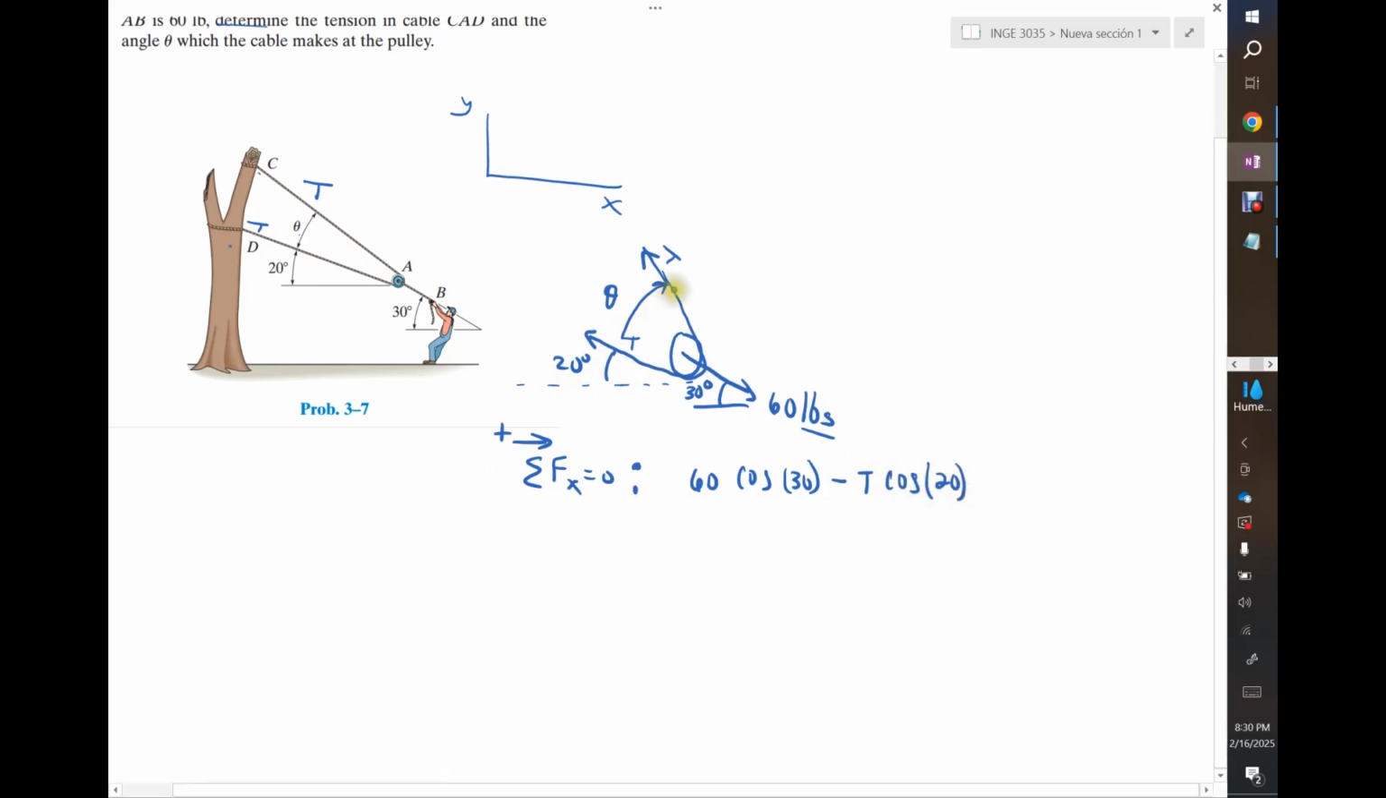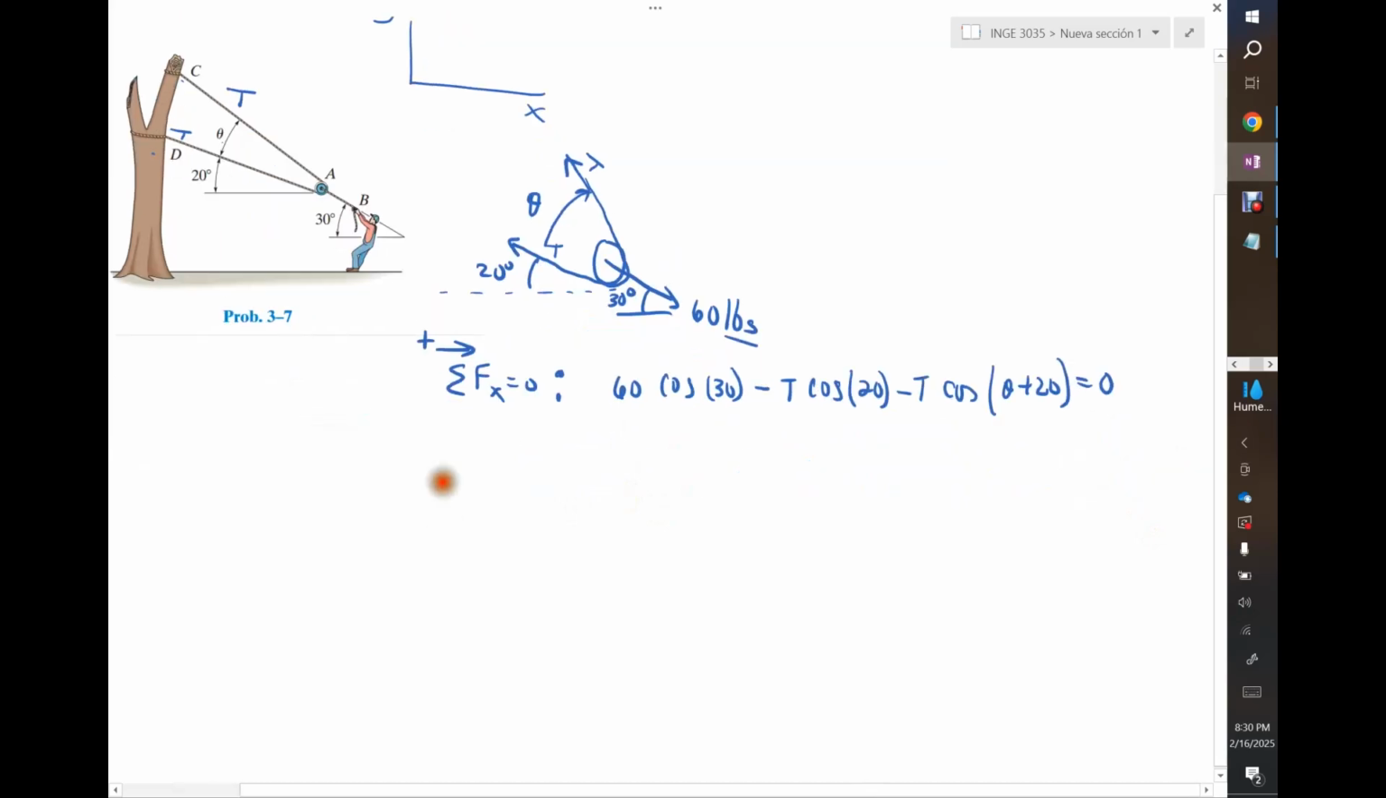And then how about this one? Well, this one is a little bit more complicated because it's theta plus 20, so you got minus t times the cosine of, in this case, theta plus 20, and that equals 0. That's it. So that's the balance on x.